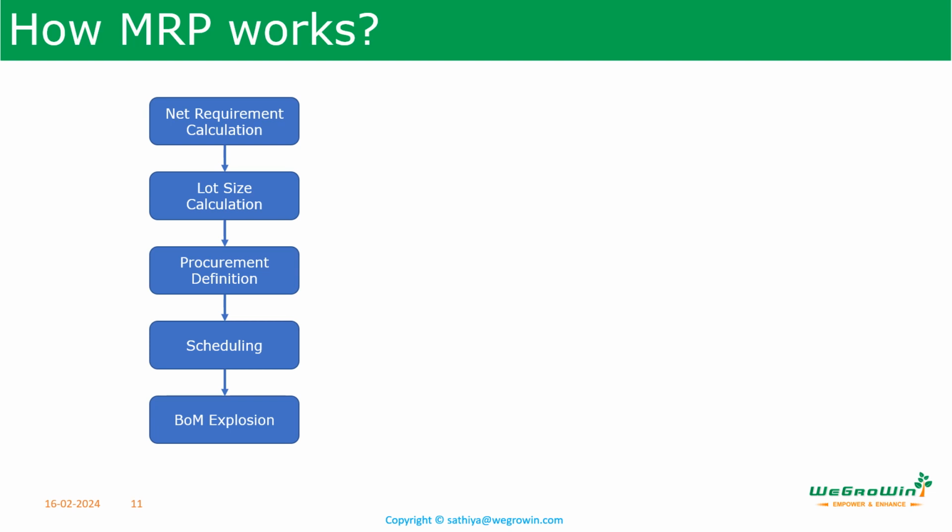And then the system will consider the lot size, how the lot size has to be taken. And then the system will consider whether it has to be procured internally or externally. And then the system will schedule when you have to release the order. After completing this, the system will explode the bill of material to check whether there are any further lower-level materials they have to buy. So the system will keep on doing this BOM explosion until it reaches the final level of the bill of material.